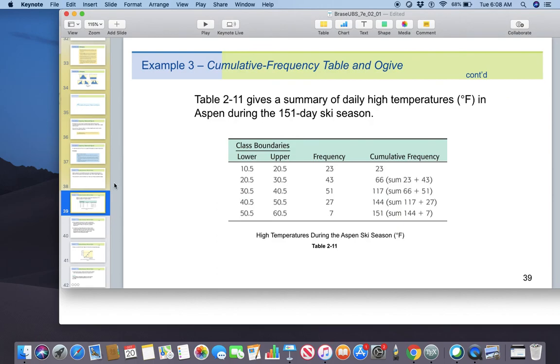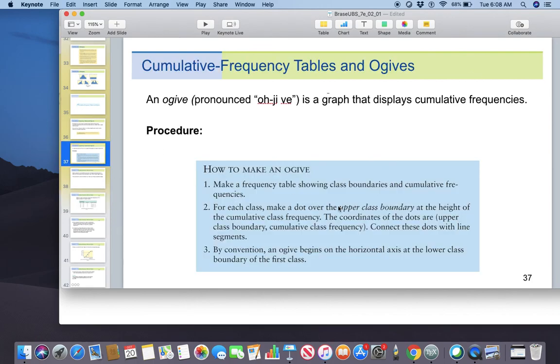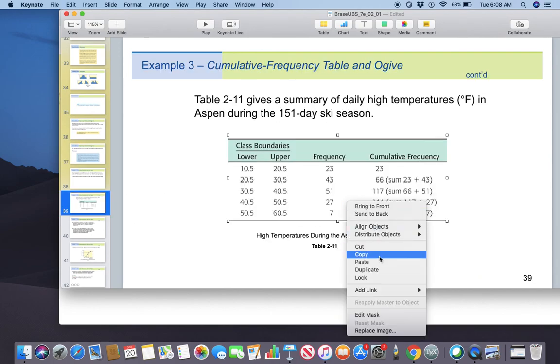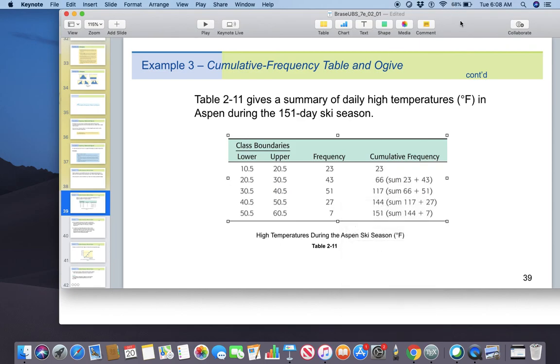Once you have cumulative frequency, you are going to draw them together as a graph. So I would like to maybe make a copy of this for you to see how the graph is drawn.